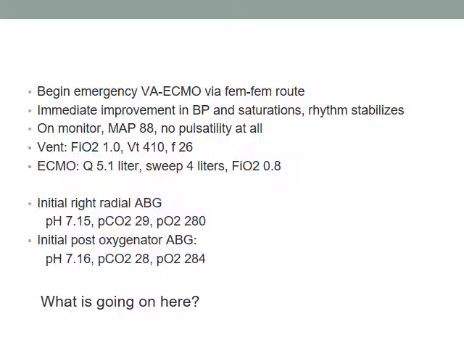And initial right radial gas, 7.15, 29, 280. And his post-oxygenator ABG is 7.16, 28, 284. What's going on here? So first of all, what do you notice about those two gases? They're the same. 280 versus 284 doesn't matter. These are the same. The blood coming out of his oxygenator is what's coming out of his right radial.